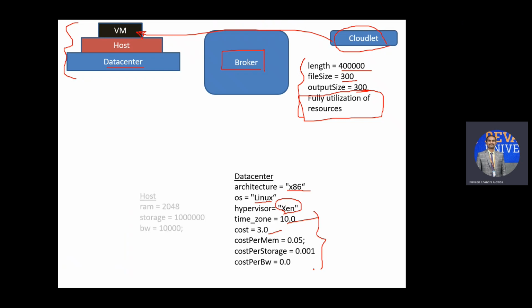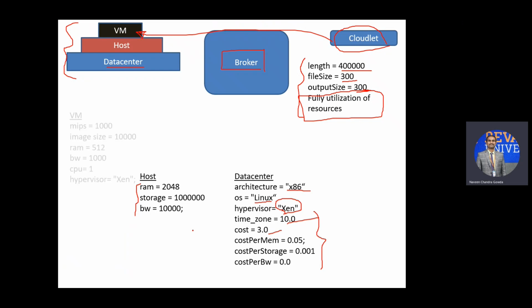Then later, you'll have a host. As soon as the data center exists, definitely there will be a host which will exist in your data center. And what is the capacity, or what are the specifications of that host? They have specified a RAM capacity of 2048, which is almost 2 GB, and the storage, which is the hard disk capacity, and bandwidth. This can vary based on the user requirement, right?